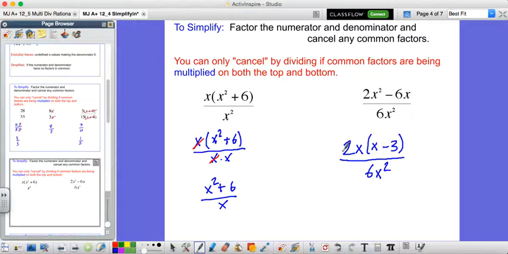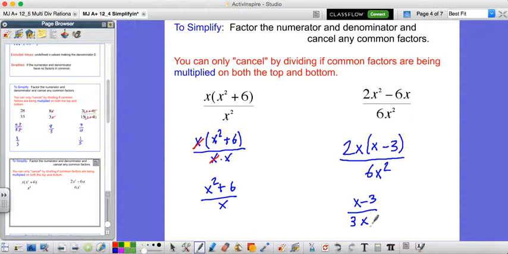Well, now we can simplify 2 and 6. We can simplify x and x squared. So we're left with x minus 3 on top. On the bottom, 2 and 6, we'll be left with 3. X squared will be left with just x. So we have x minus 3 divided by 3 times x.